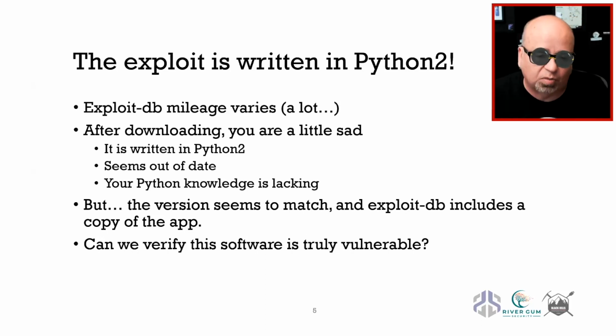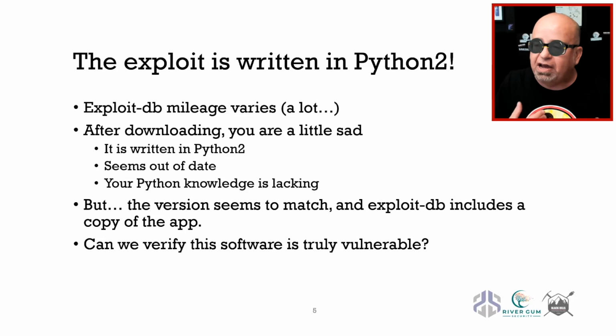Anyway, for this particular one, after downloading the exploit, well, you're a little sad. And the reason you're a little sad is you find out very quickly that it's written in Python 2. It seems out of date. Your Python knowledge is a bit lacking, but the version seems to match of the software, and the Exploit DB actually does contain a copy of the app. So why don't we try it out, right? And see if the software truly is vulnerable. Let's see if this proof of concept actually works.